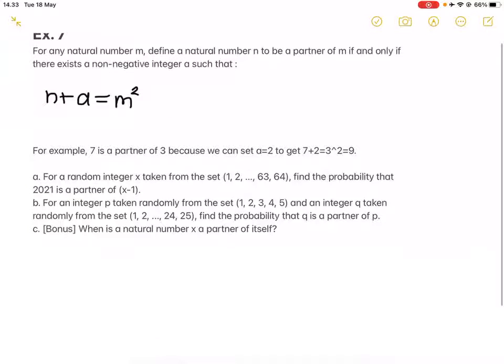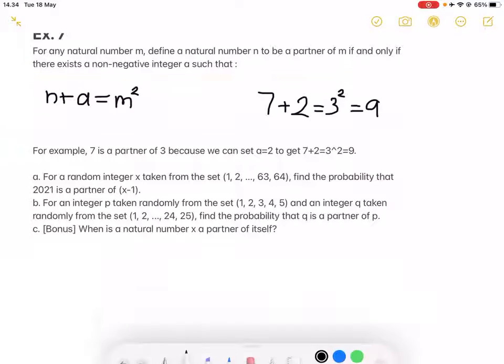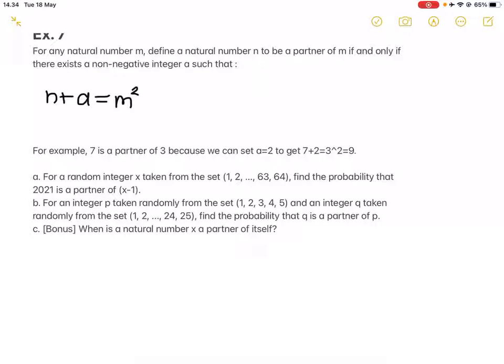So let me just demonstrate an example. For example, 7 is a partner of 3 because we can set a equal to 2 to get 7 plus 2, based on our equation, is equal to 3 squared, based on our value of m, which is all in all equal to 9. So we can indeed show that 7 is a partner of 3. So that's the definition of this partner relationship, I should say.